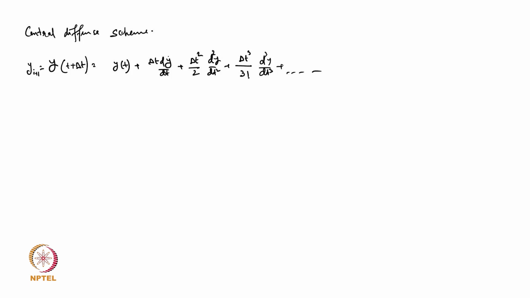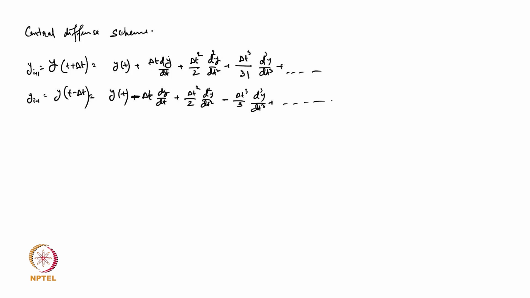So what will be y i minus 1? So y i minus 1 is equal to t minus delta t. So you are just writing it here. That will be minus delta t into dy/dt plus delta t square by 2 d2y/dt2 minus delta t cube by 3 factorial d3y/dt3, like this. Agreed?